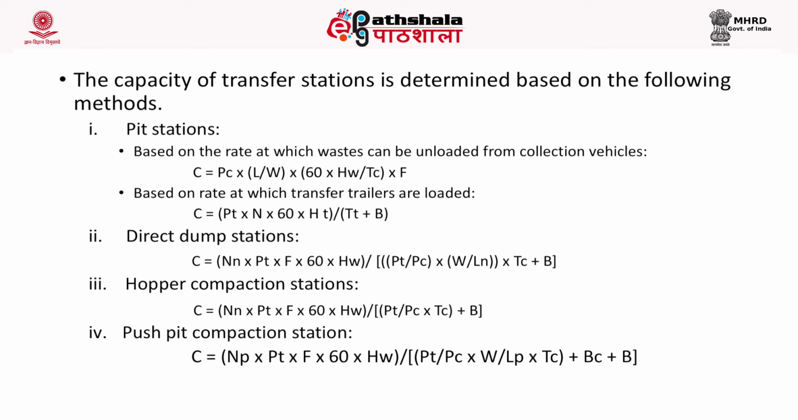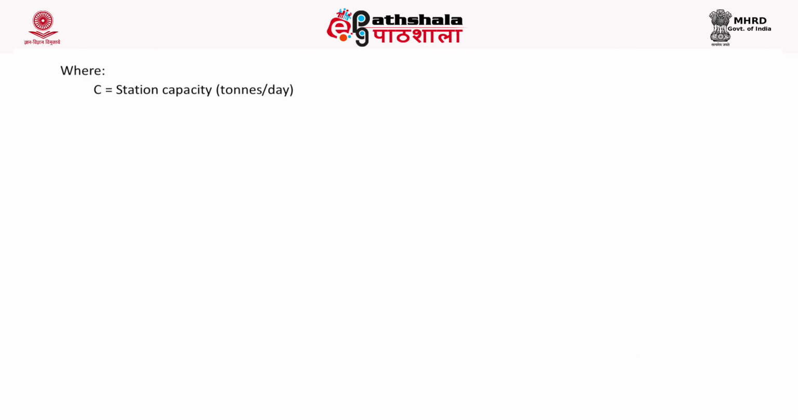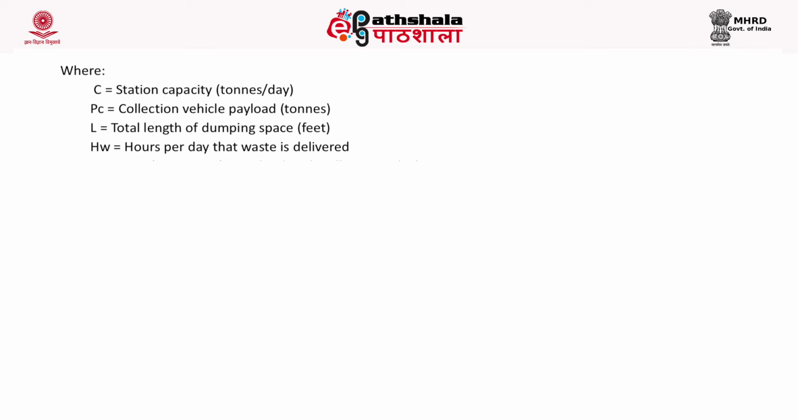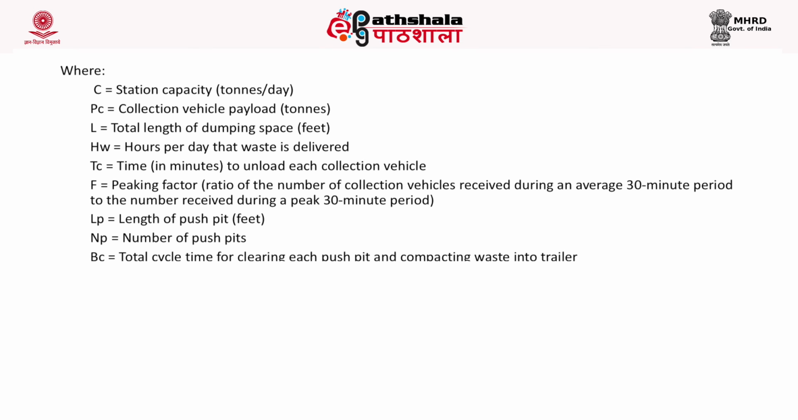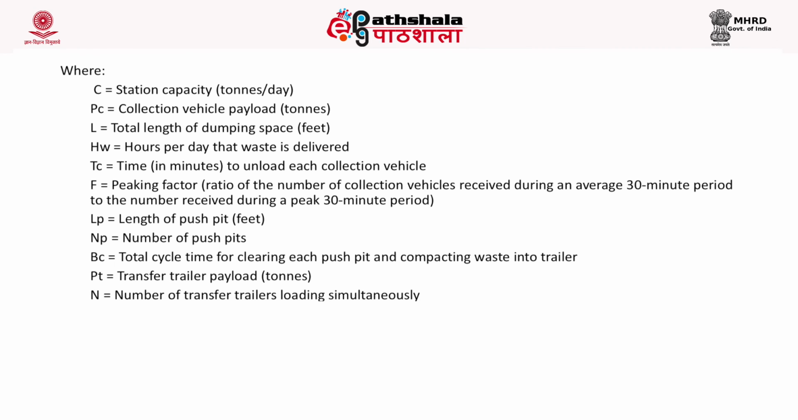Now, under the pit station, based on the rate at which the waste can be unloaded from the collection vehicle, it is given by C = (PC × L / W × 60 × HW) / (TC × F), where C is your station capacity, PC is your collection vehicle payload, L is the total length of dumping space, HW is the hours per day that waste is delivered, TC is the time to unload the waste from each collection vehicle, and F is the peaking factor, that is the ratio of the number of collection vehicles received during an average 30-minute period to the number received during a peak 30-minute period.